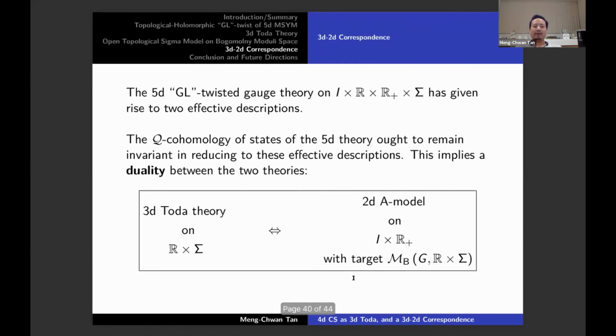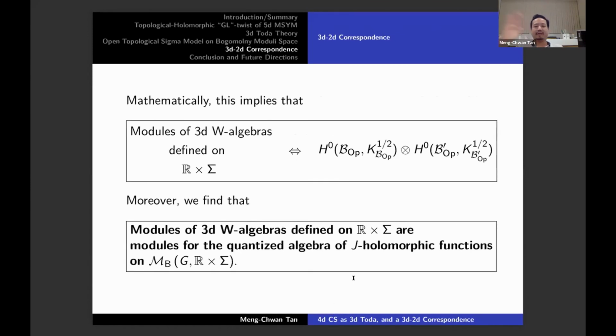Okay, so in effect, by two equivalent reductions that do not change the Q cohomology of the master theory, we have a 3D Toda theory on R cross sigma on one side and a 2D A model on the other side. And then if we are comparing the states that we are getting on one side and the other side, you get modules of the 3D algebra being equivalent to these holomorphic sections that are the states of these open strings between BO branes and BC branes.